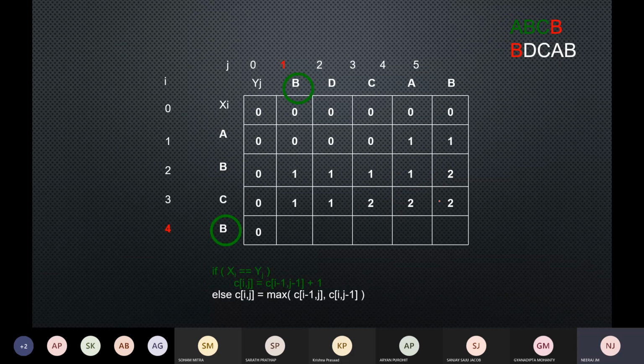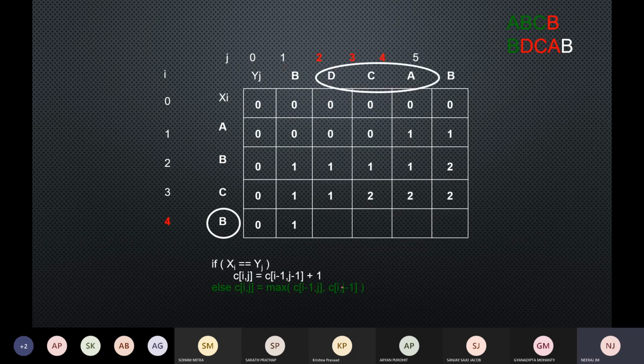Then we go towards the last letter of the string, which is B, and compare this with our second string. Is B equal to B? Yes, it is equal to B. What do you do? Take the diagonal and add 1, so it becomes 1. Then you compare with the rest of the stuff, which is DCA, since your B is common. So just to go faster, for DCA, take max of this and this, 1. Max of 2 and 1 you take for C, which is 2. Max of 2 and 2 for A, 2.